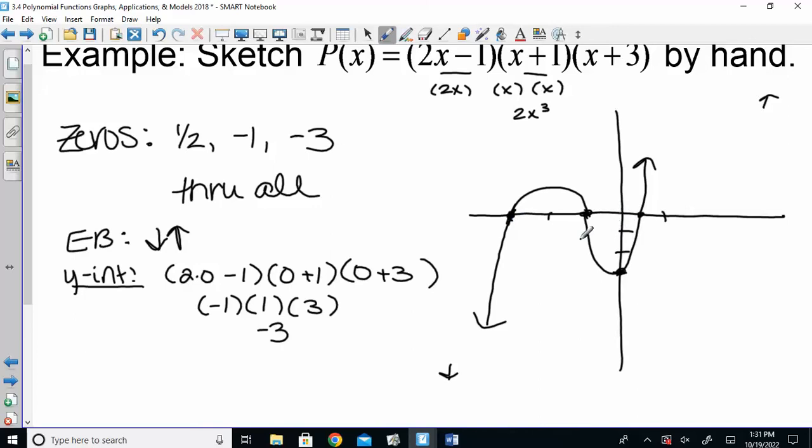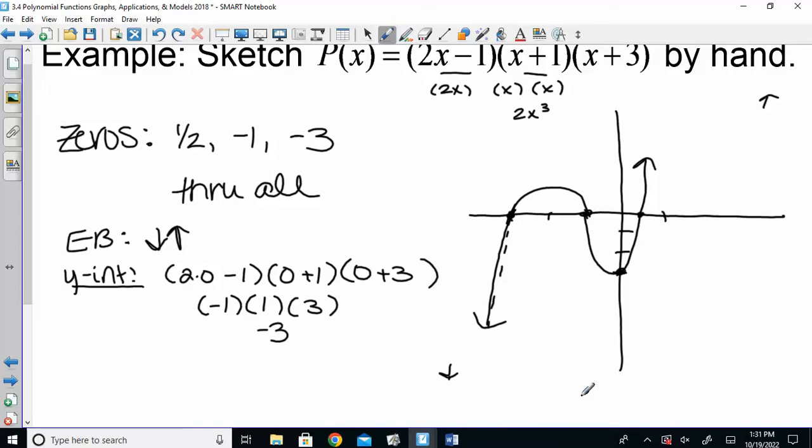Now, is my graph perfect? No, I didn't find other exact points. For all I know, the graph went way up here and then came back down. Maybe it dropped down here and came back. I don't know that for sure. What I am looking for on these is, do you hit your axes at the correct points? Do you have the right end behavior? And then you should have a nice smooth curve connecting them. So no sharp corners or zigzags or anything like that.